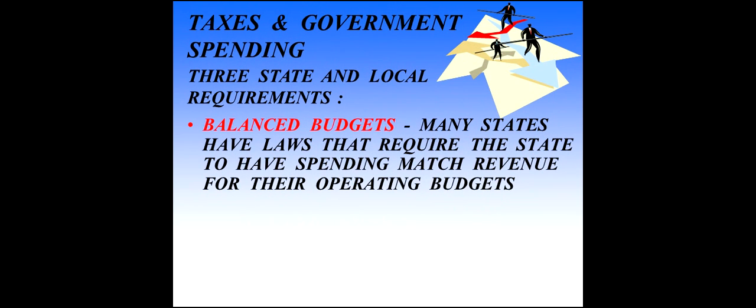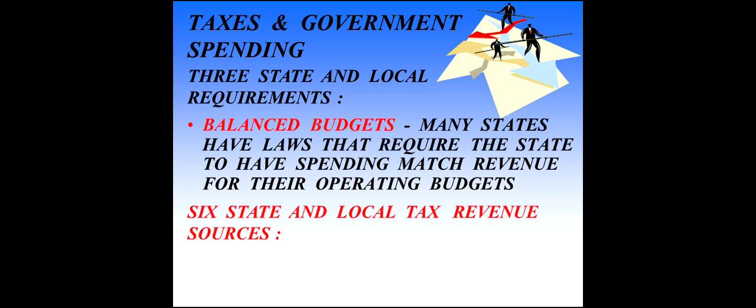But it's the third requirement that really separates the state and local governments from the federal government. State and local governments are required to have balanced budgets, and that's actually put into law, that they're required to have spending match revenue for their operating budgets.